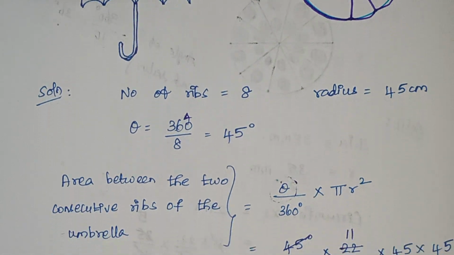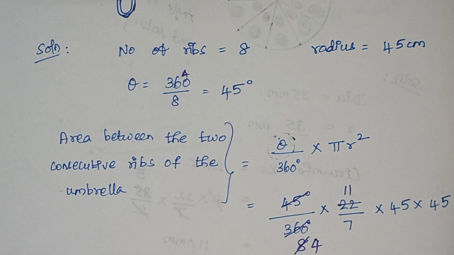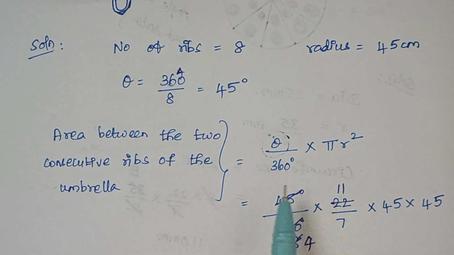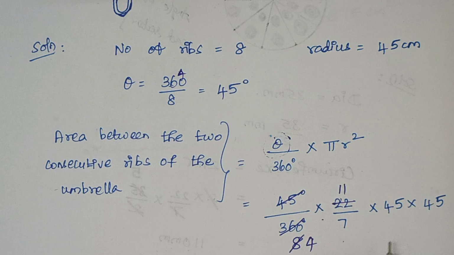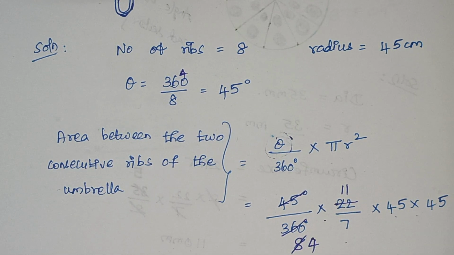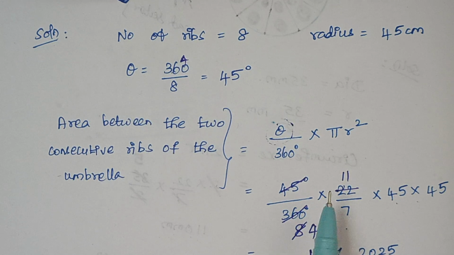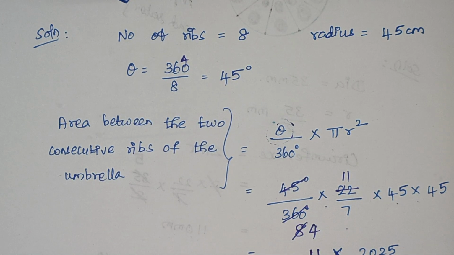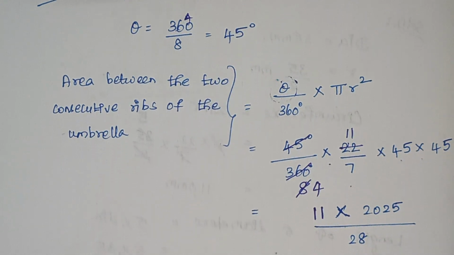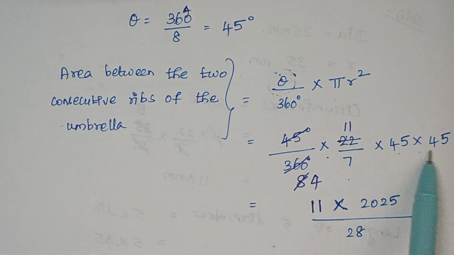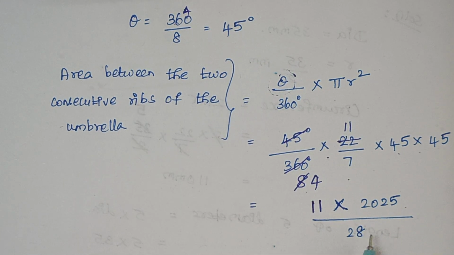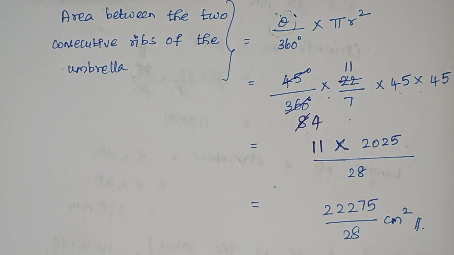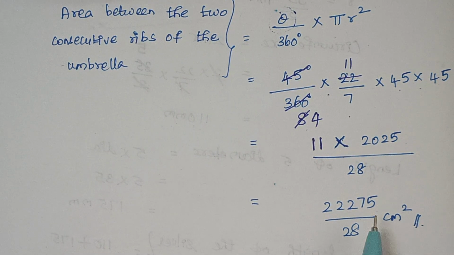So our area between the two consecutive ribs is theta by 360 into pi r square. Theta is 45, so 45 by 360 into pi, which is 22 by 7, into 45 into 45. Here I am simplifying the 45, 360 and 22. Finally I have 11 into 45 square, which is 2025, divided by 28, since 7 fours are 28. So 11 into 2025 gives you 22275 divided by 28 centimeter square.